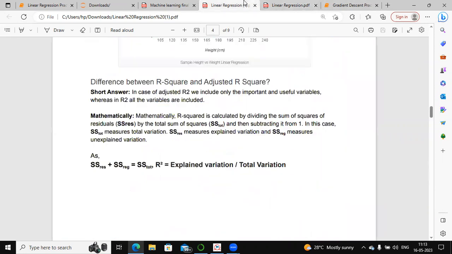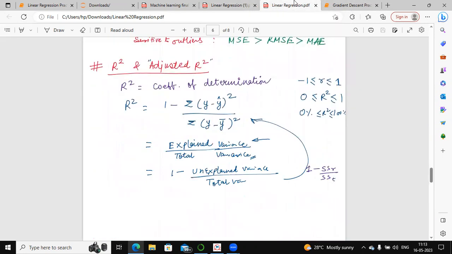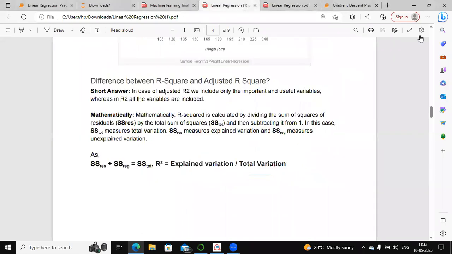So now let's move to the concept of R square and adjusted R square. Now let's look at the concept called R square and adjusted R square. So R square is a coefficient of determination. So let's see the theoretical part, and the difference between R square and adjusted R square. In case of adjusted R square, we include only the important and useful variables. Okay. Whereas in R square, all the variables are included.